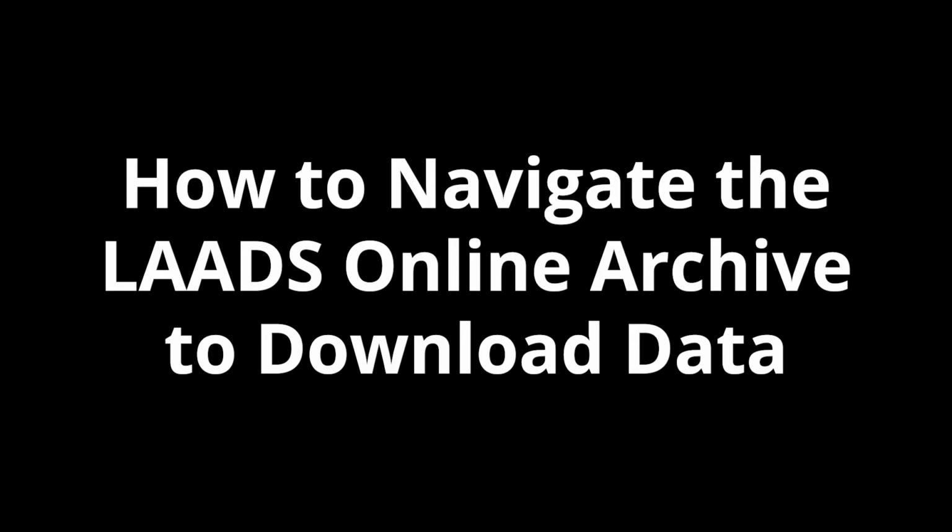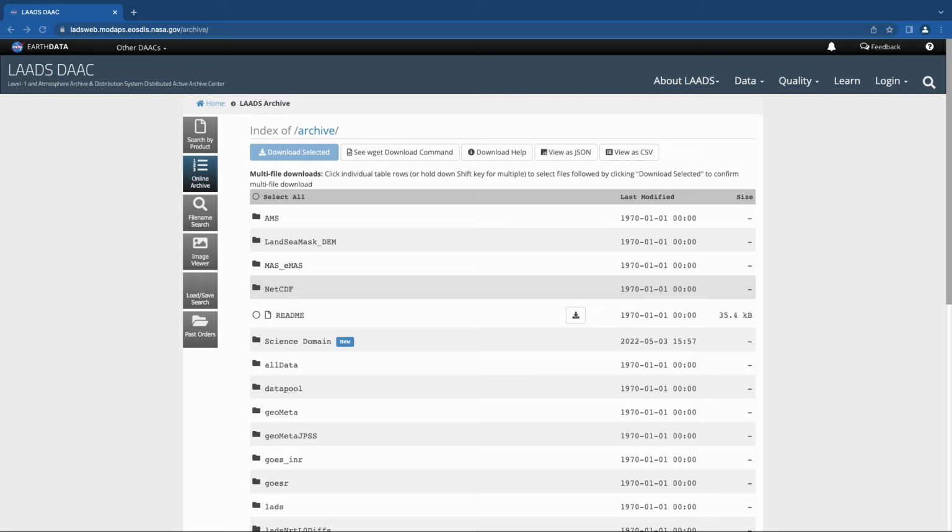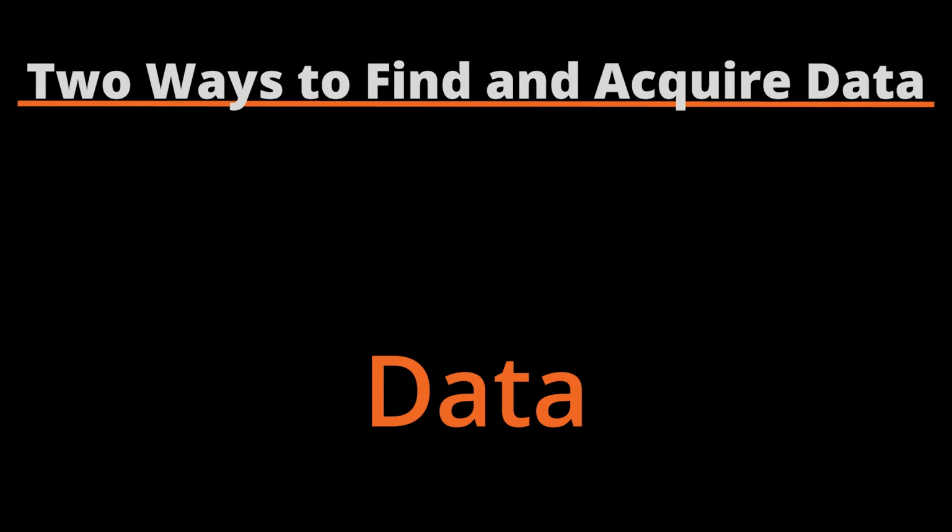Let's learn about how to navigate the LAADS Online Archive to download data. The LAADS Online Archive offers all public product collections for Level 1 and 0 atmospheric products that can be downloaded without searching for datasets. If a user knows what data they need or want, the online archive offers two pathways to find and acquire that data.